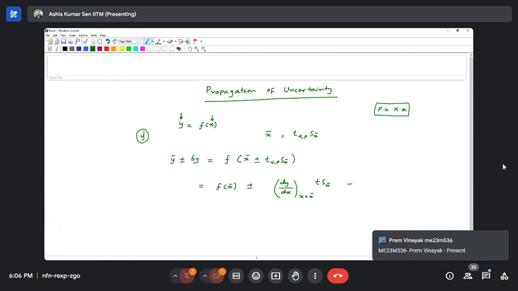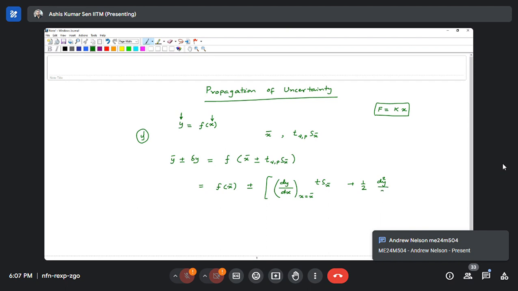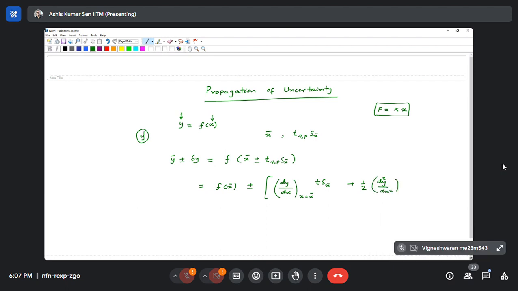plus half into d square y over dx square into t square plus so on. This is how you expand a function in Taylor series, right? You take the slope of the curve into the additional term, and you put the second order where you take the second derivative and the square of the term divided by 2 and so on.